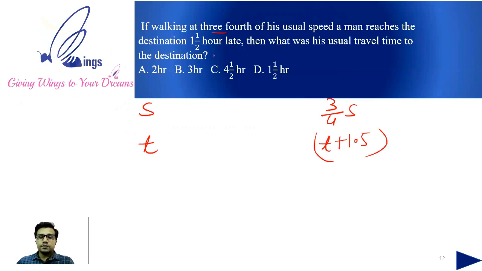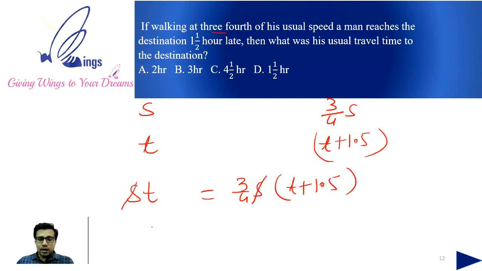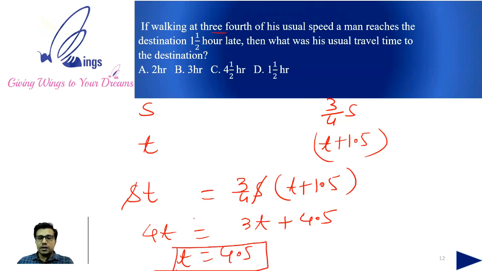And here the destination is the same, so the travel distance is the same. When D is constant, you might remember the formula was S1 T1 is equal to S2 T2. Let's use that. Here S will get cancelled, and after cross multiplying, we get 4T is equal to 3T plus 3 into 1.5, which is 4.5, and then 3T comes this side, we get T is equal to 4.5 hours. That is his usual travel time.